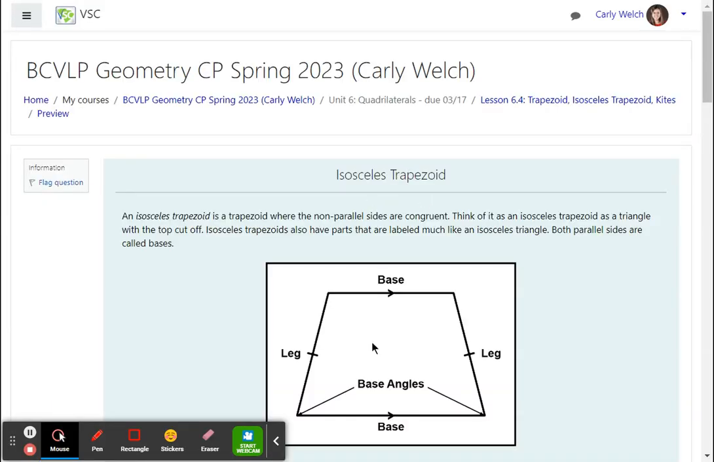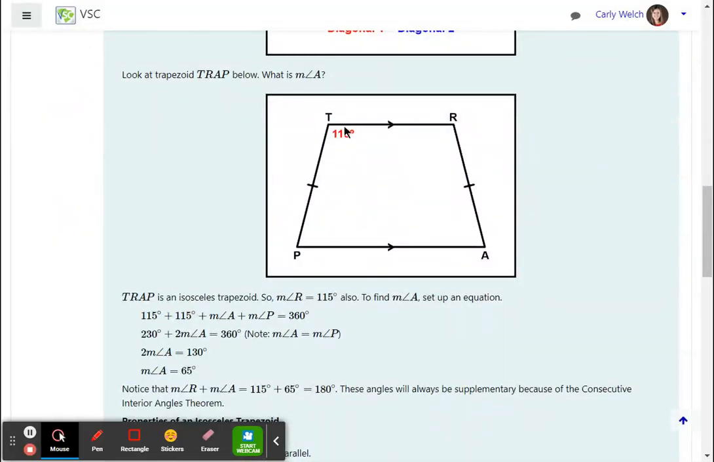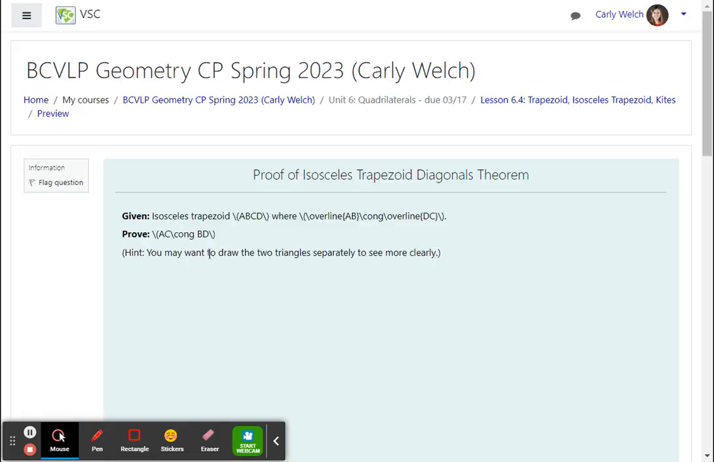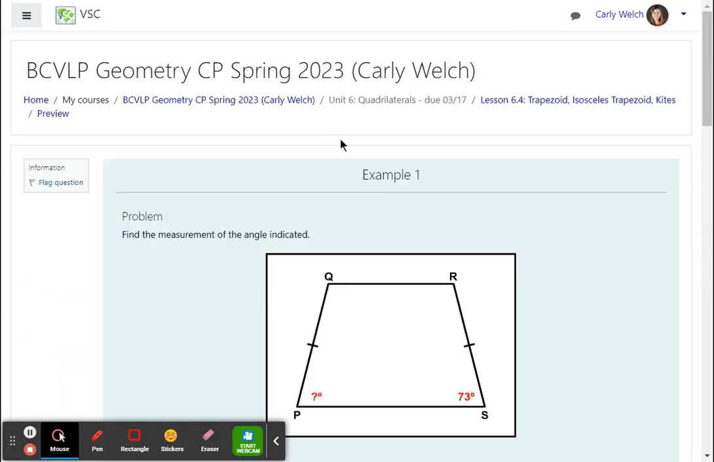And then isosceles trapezoid, we still have our one pair of parallel sides, but then the non-parallel sides are congruent, which means that the base angles are also congruent. Diagonals are congruent. And there's your list of properties. All right, so there's a proof.